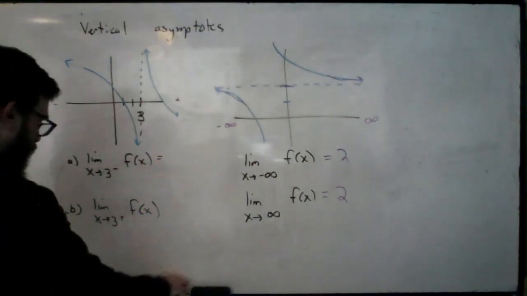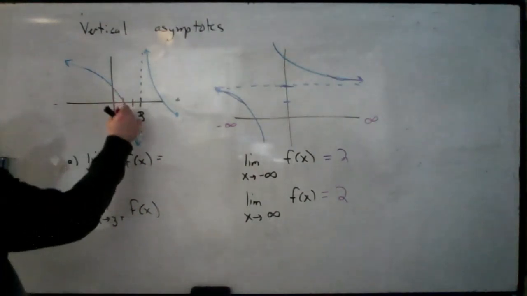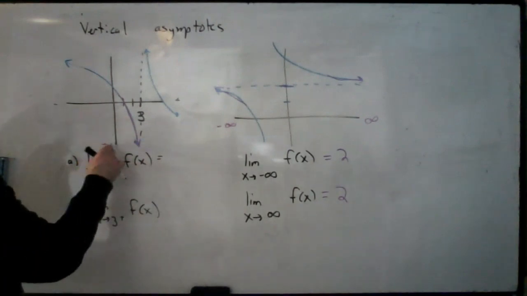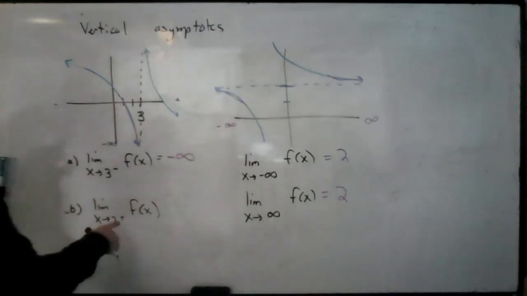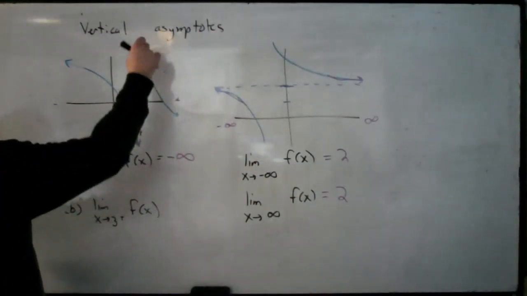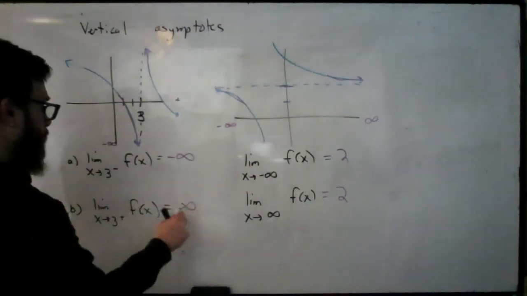So as I'm approaching 3 from the negative direction, so from the left, you can see that this thing is shooting off, well, it's going to go down forever. It's shooting off into negative infinity. So this is going to be equal to negative infinity. But if I'm approaching 3 from the positive side, so from the right-hand side, this is shooting off into positive infinity. So this will be equal to positive infinity.